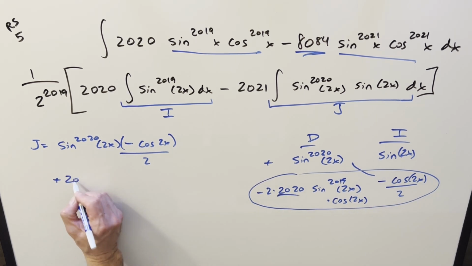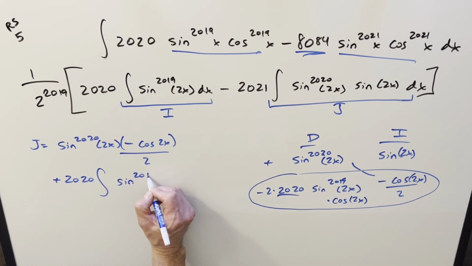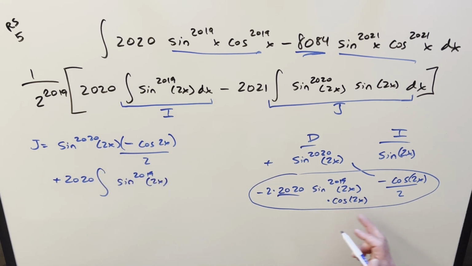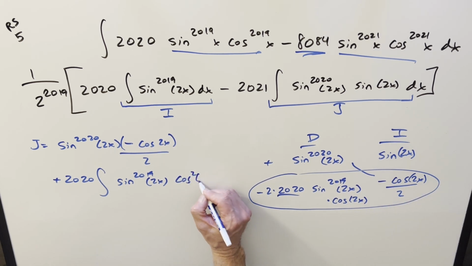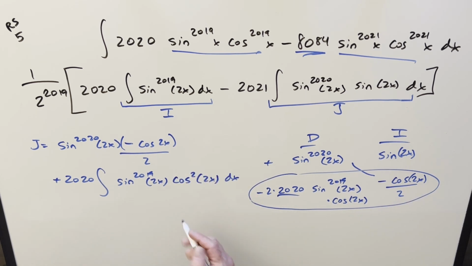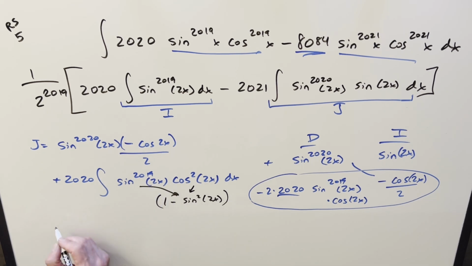2020 will bring out front as a constant. So we'll have 2020 sine 2019 2x. And then this here, and then cosine times cosine is going to be cosine squared 2x. But then over here, cosine squared, we can use the identity. I can write this as 1 minus sine squared 2x. But then I can distribute this into this expression right here, and we can rewrite again.